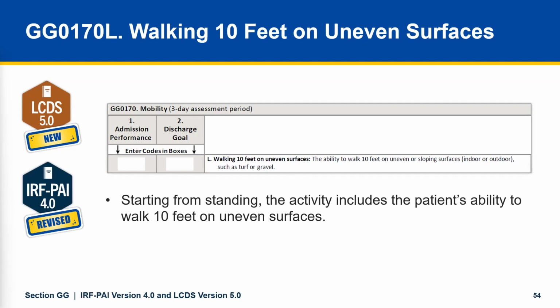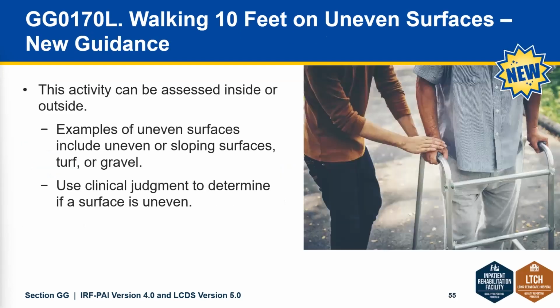GG0170L, walking 10 feet on uneven surfaces, is a new item for the LCDS and slightly revised for the IRF-PAI. Here we are looking at the patient's ability, beginning from a standing position, to walk 10 feet on uneven surfaces. This activity can be completed outside or inside. Examples of uneven surfaces include sloping surfaces, turf or gravel, but the clinician should use their clinical judgment to determine what type of surface is uneven.